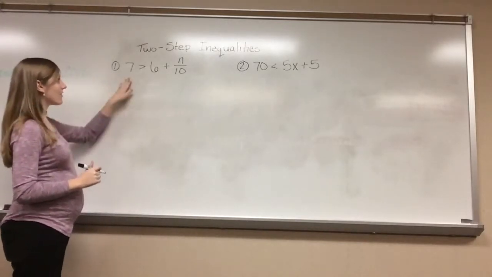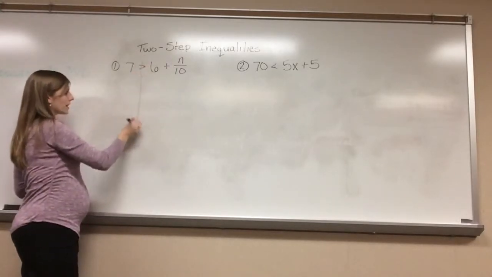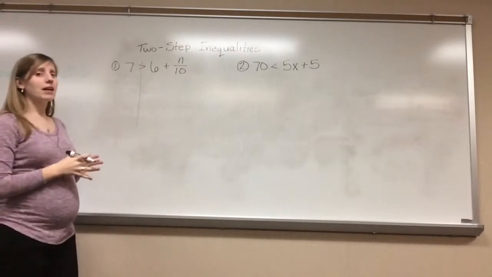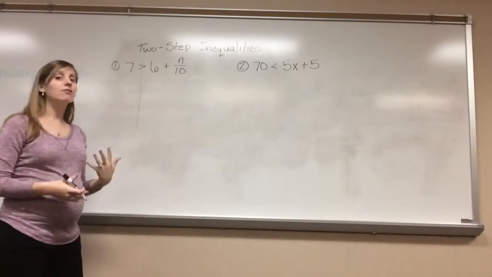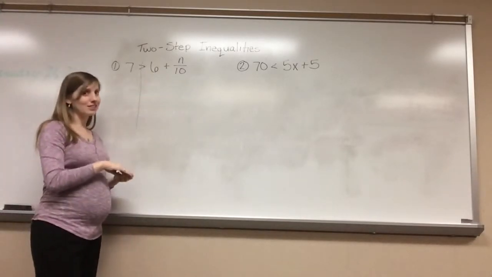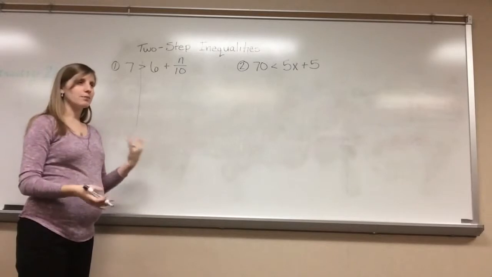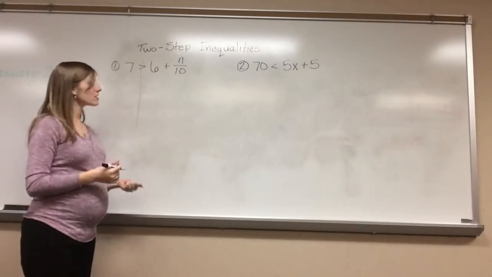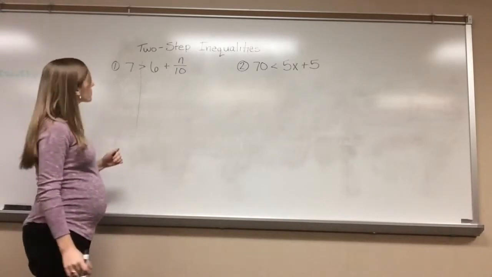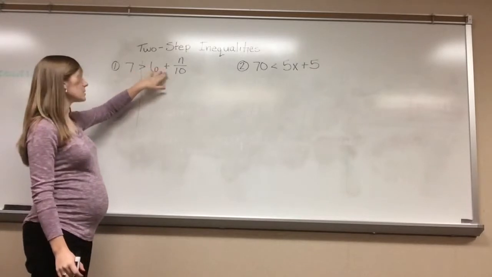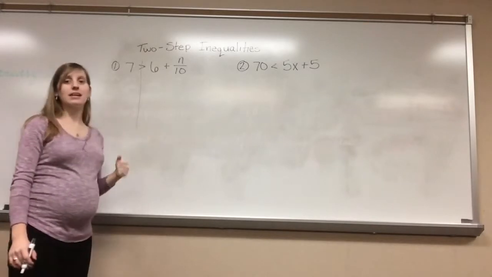Our inequality is 7 is greater than 6 plus n over 10. I'm going to draw my line through the inequality sign, and I want to get my variable, my letter, by itself. All right, the 6 and the 10 are keeping n from being by itself. Now you need to remember from solving equations that addition and subtraction always gets canceled first. We talked about how it's the opposite of the order of operations. So adding and subtracting must be canceled first, and then multiplying and dividing. So if I take a look, the 6 is being added to the n, whereas the n is being divided by the 10, which means the 6 needs to be canceled first.